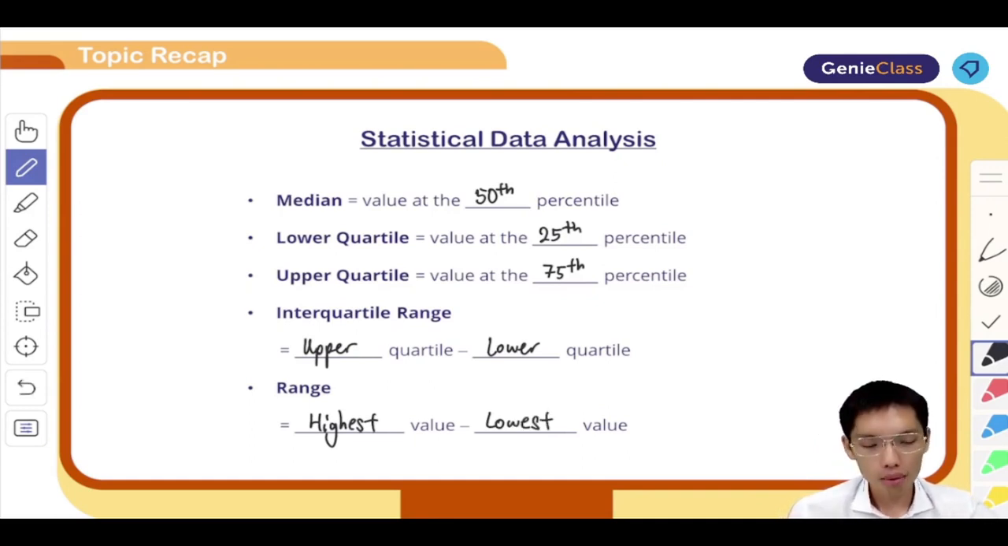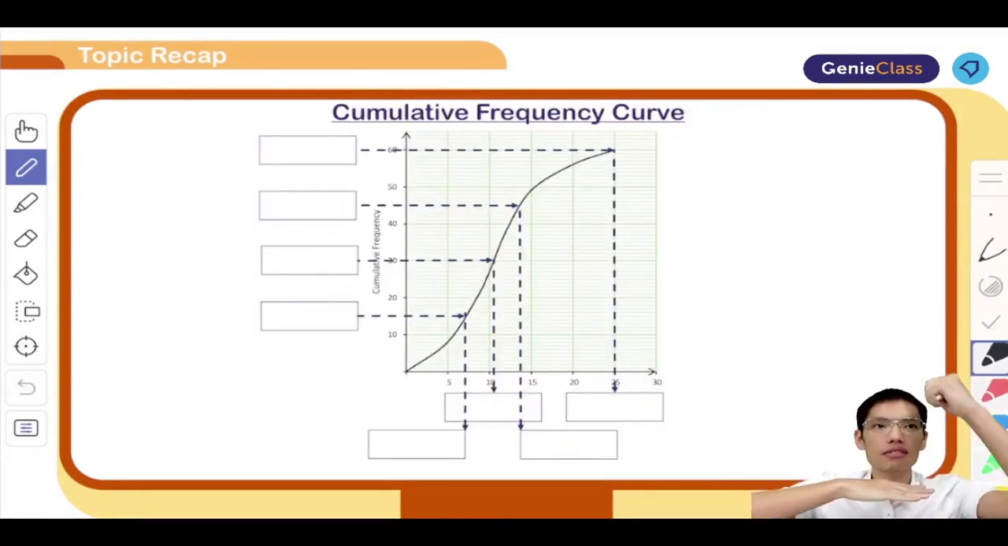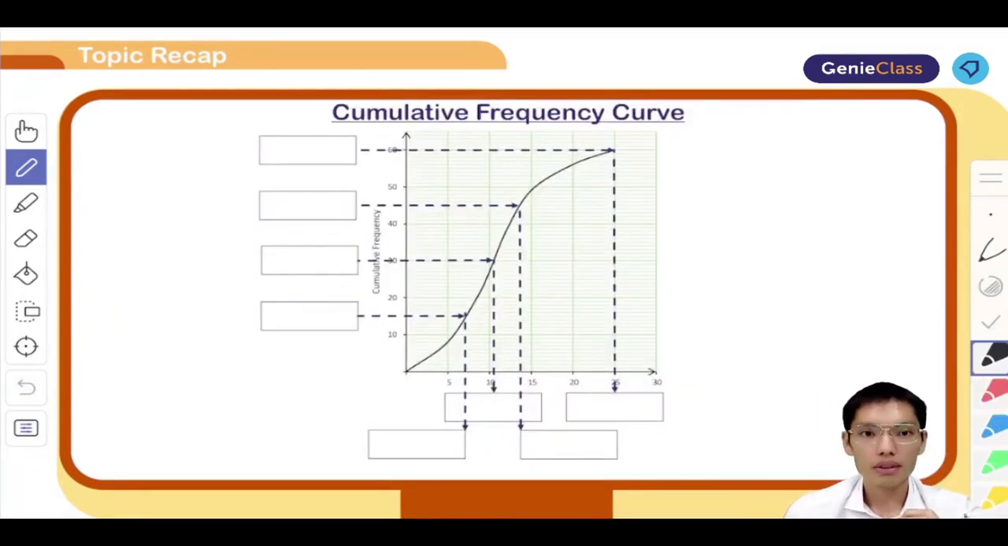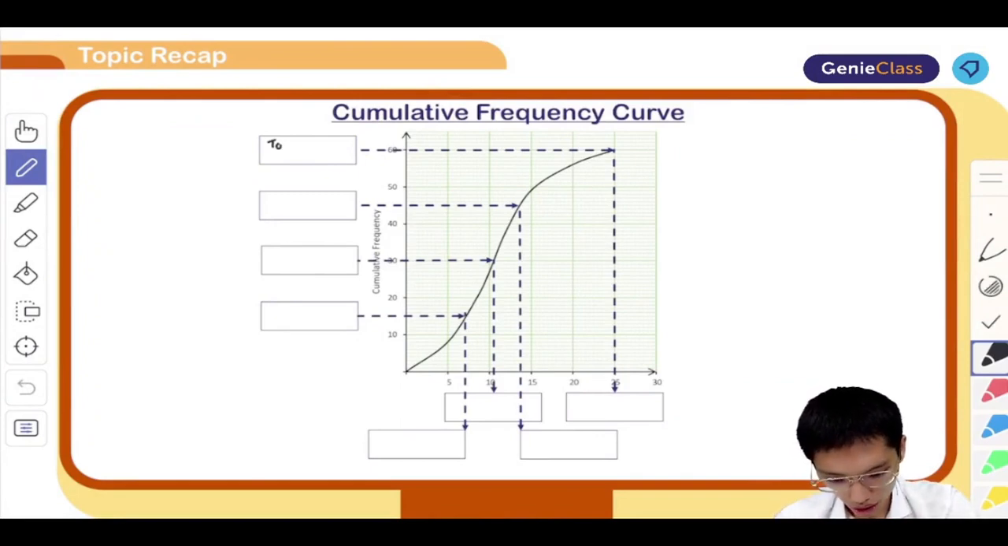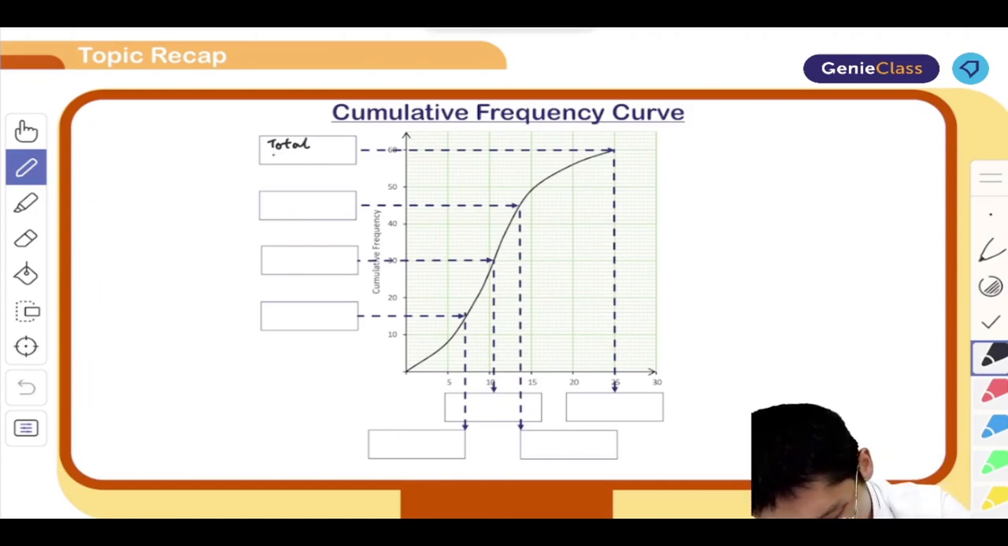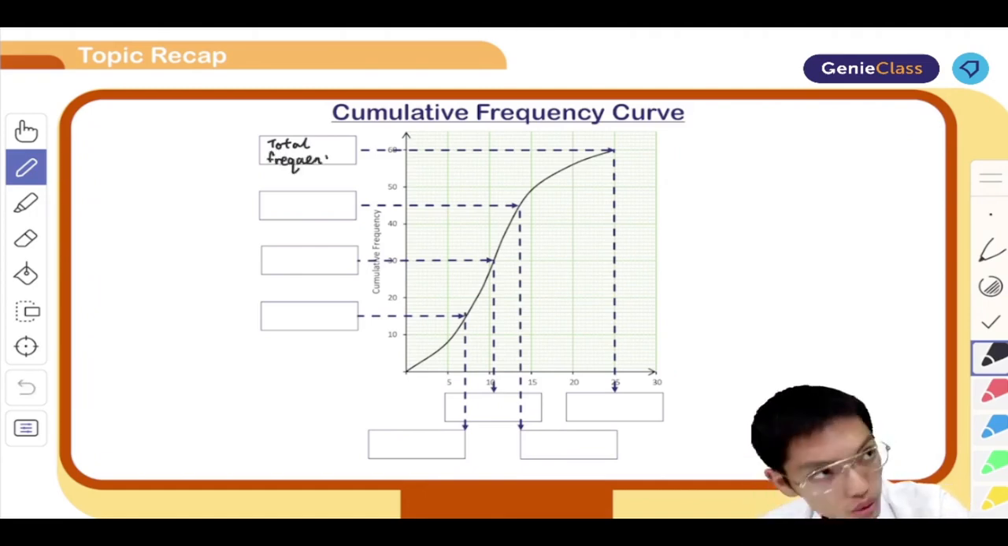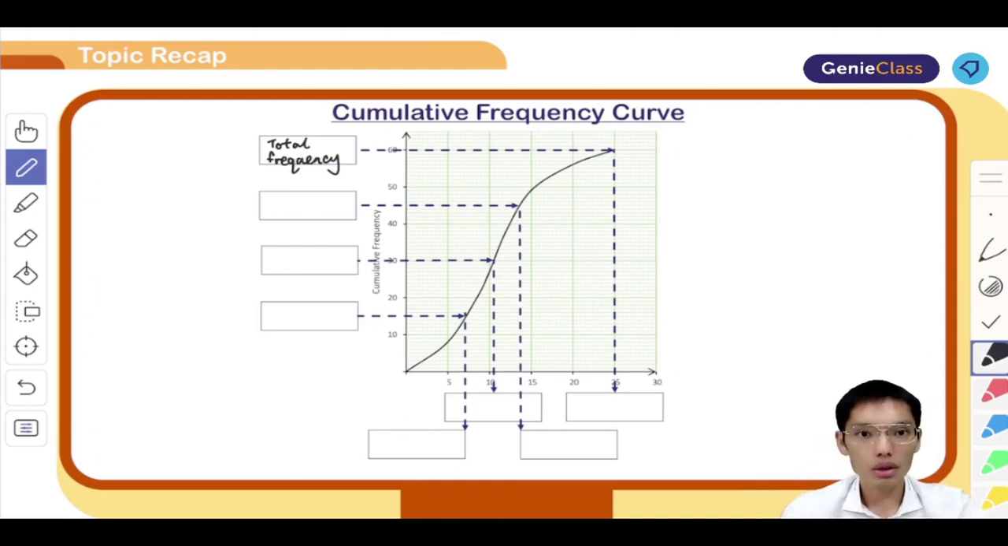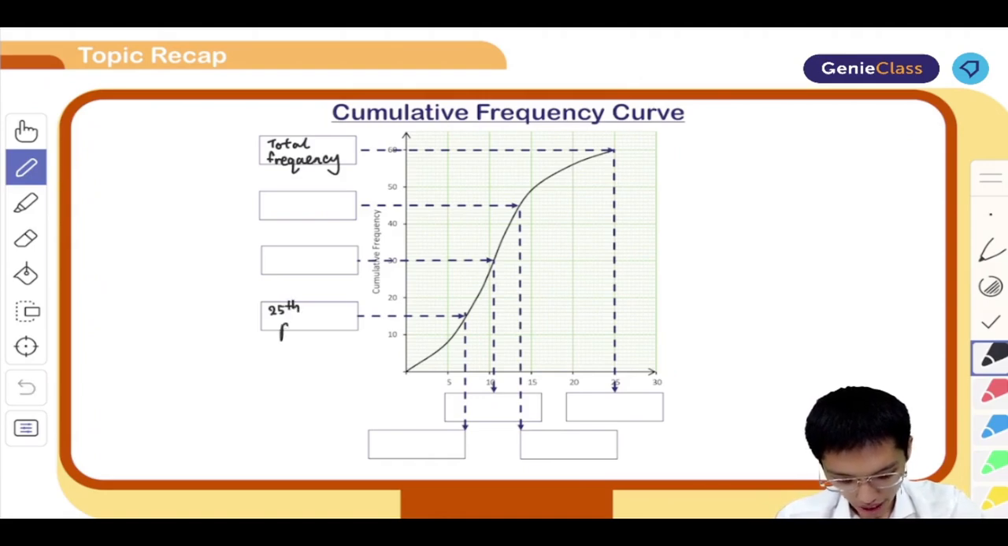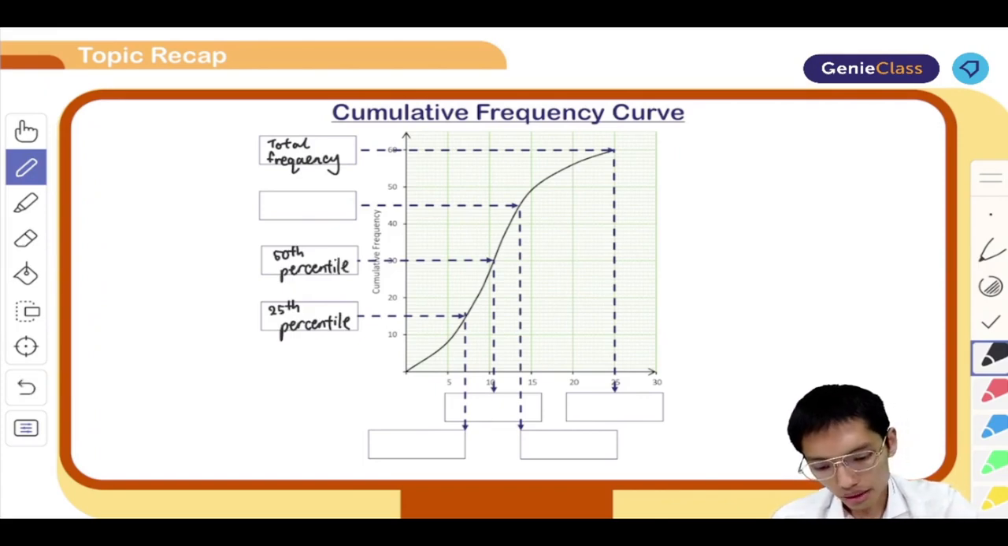Alright, following up from there, what happens? My cumulative frequency curves, you realize I can divide into 4 sections. If I divide into 4 sections, the top one will be what we call the total frequency. It's very small, let me just write it a little bit better. Total frequency. And after that, the lowest value. If I divide into 4 sections, this will be my 25th percentile. Then if I cut from the middle, this will be my 50th percentile. And the third one, because 4 sections, is going to be my 75th percentile.